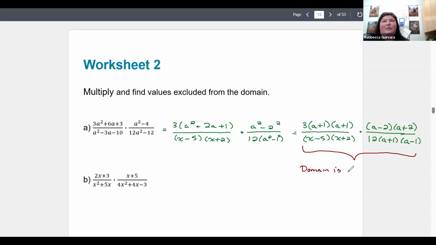Domain is all values except what we're going to exclude. If x is 5 here, then we have a 0 on the bottom and we're undefined. If x is negative 2 here, we have a 0 in the bottom, everything's undefined.